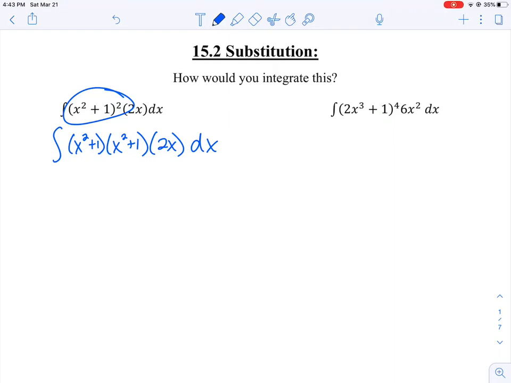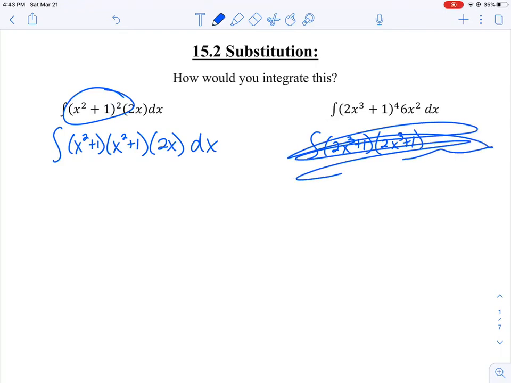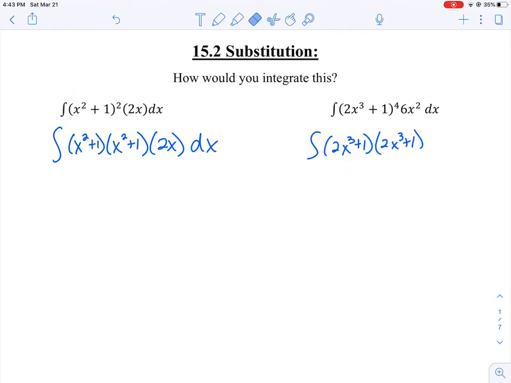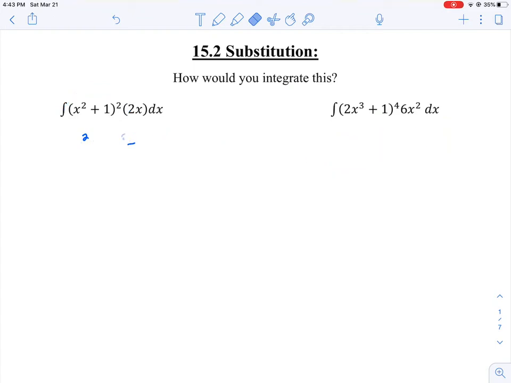So if I looked at the next problem, if I was doing the second problem, then I would have to rewrite this out 4 times. Okay, yeah, no, we're not going to do that. I wouldn't make you FOIL that out 4 times and distribute the 6x through. There must be an easier way to do these types of problems.